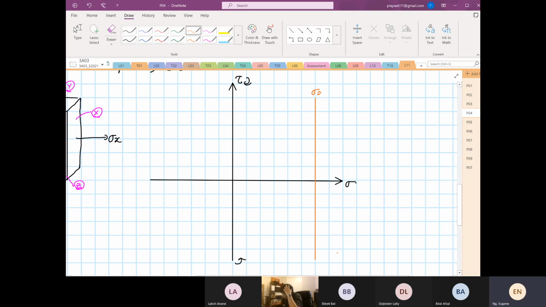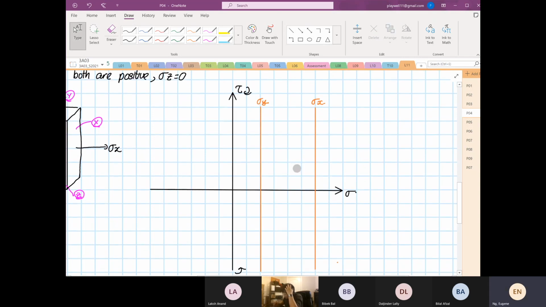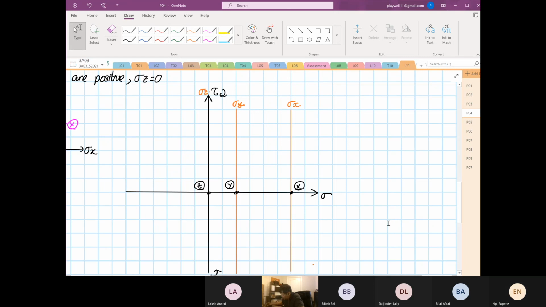So we did specify that this is our stress X line, and then we have our stress Y line, and then our stress Z line. And because the shear is equal to 0, this is our point X, this is our point Y, and this is our point Z. Okay, right? So we will draw the X and Y first. Okay, so this is our X and Y.